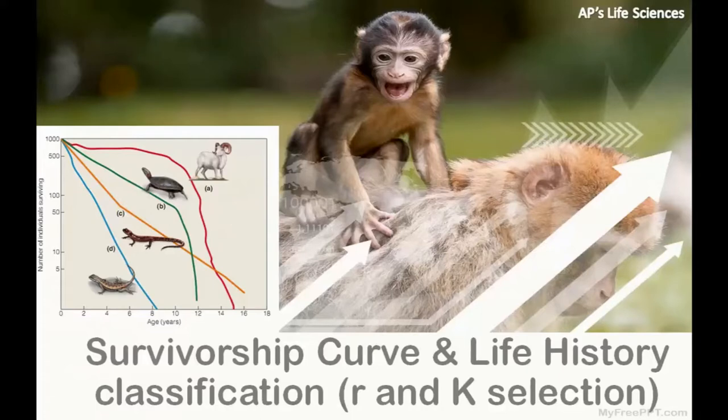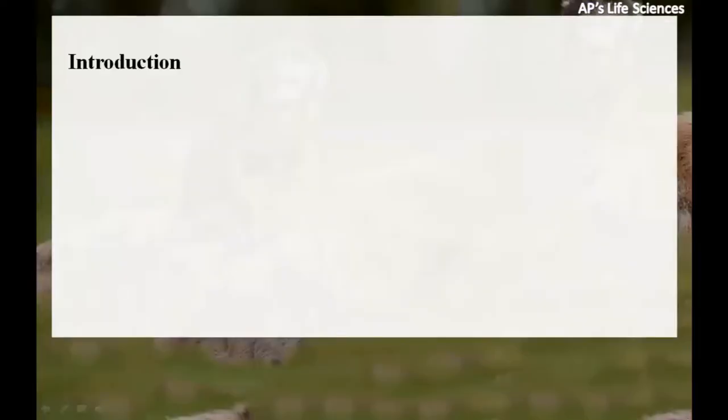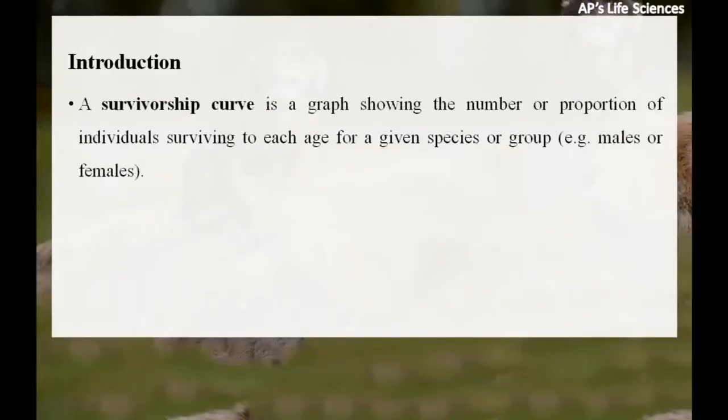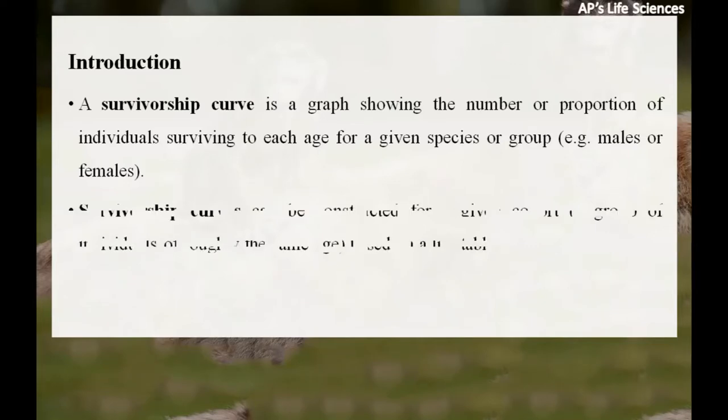So in this video, I will explain the concept of survivorship curve and different life history classification or life history strategies. So let's start. So what is survivorship curve? A survivorship curve is a graph or a curve representing the number or proportion of individuals surviving to each age group for a given species or group.